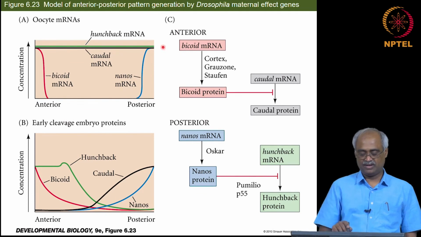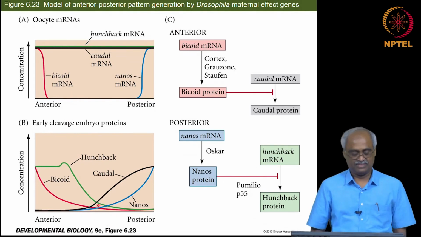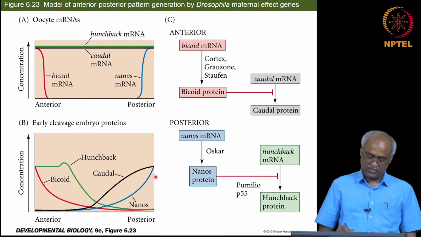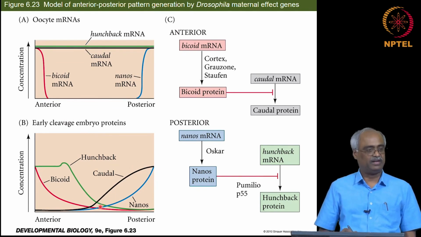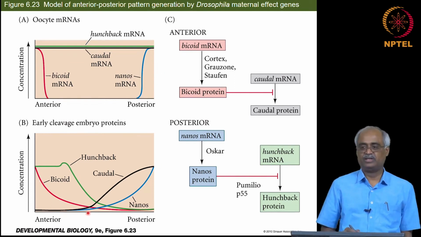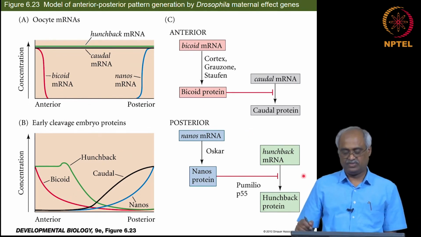Okay. So this is the RNA gradient, and this is the bicoid RNA, this is the nanos RNA, and so this is oocyte mRNAs, right, by early cleavage embryo. So what you have is here, because you do not have nanos, hunchback gets translated and you make protein here, and here nanos is going to suppress, and as a result hunchback is not going to be produced, and here you do not have bicoid, and as a result caudal is going to be translated. So from these steep gradients you go to these shallow gradients of proteins. Okay, so this is the gradient, and this is the sequence of events.